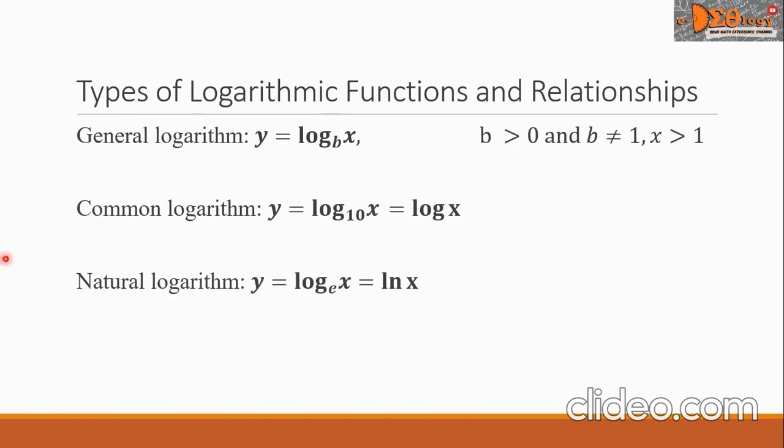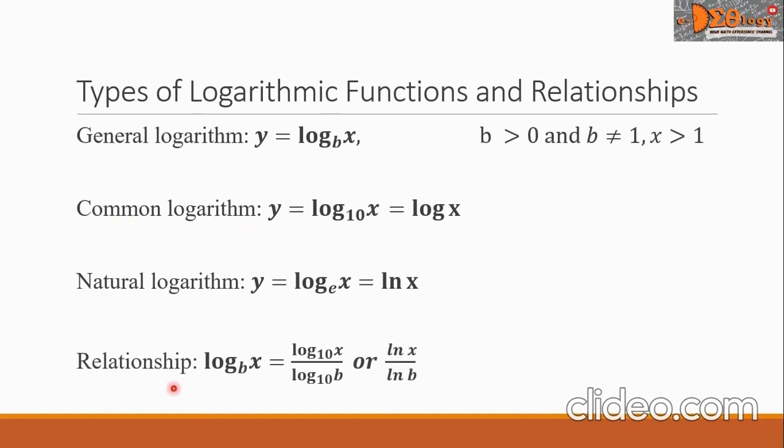The next type is natural logarithm, and this is y equals log of x to base e. And we can simplify the notation by writing ln of x. This ln of x means it is a logarithm with base e.